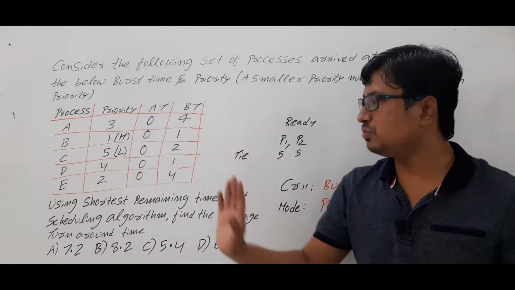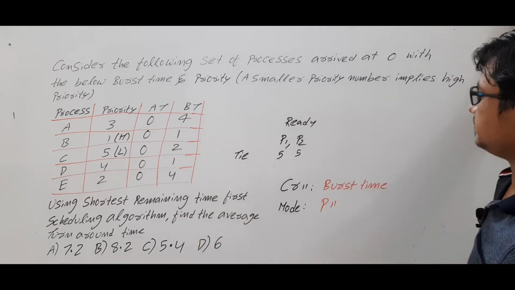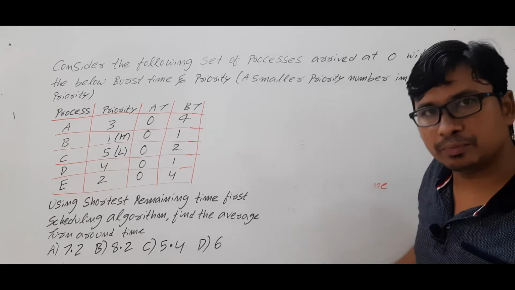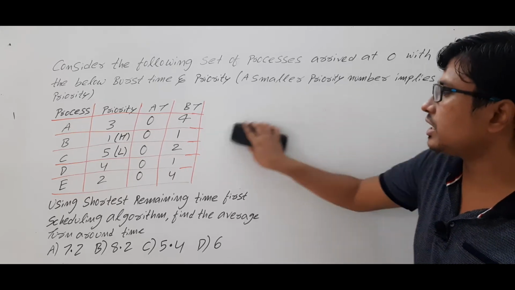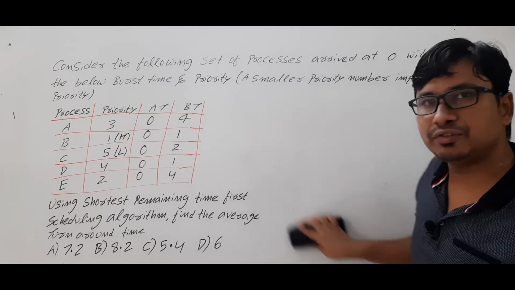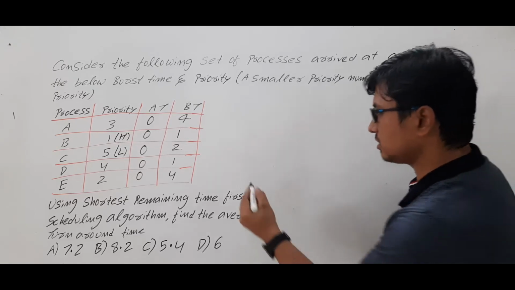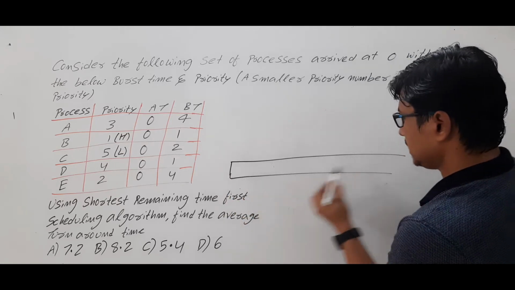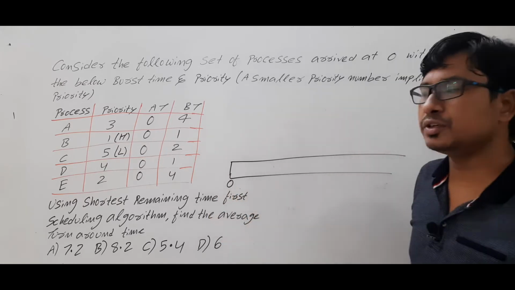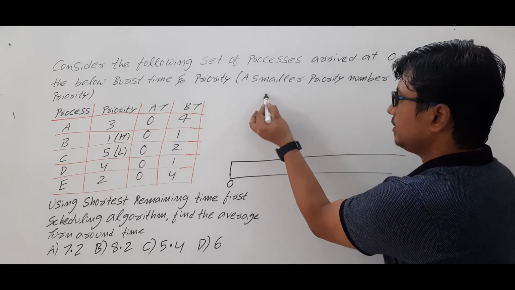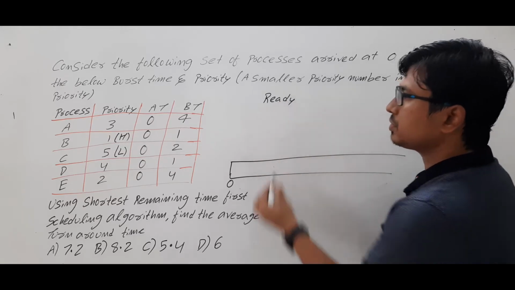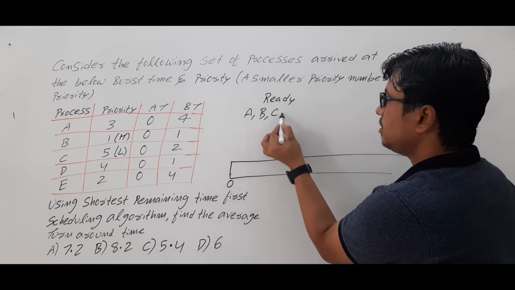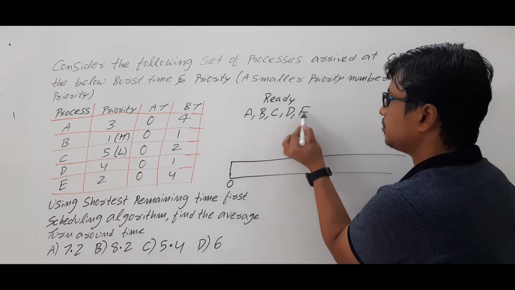Is it clear? So with this knowledge, let me solve this question. For any scheduling algorithm, if you want to compute the completion time, turnaround time and waiting time, we need to first draw the Gantt chart. Always the Gantt chart will start from 0 units of time. In the ready state, what are the processes that arrived at 0 units of time? Process A, process B, process C, process D and process E.